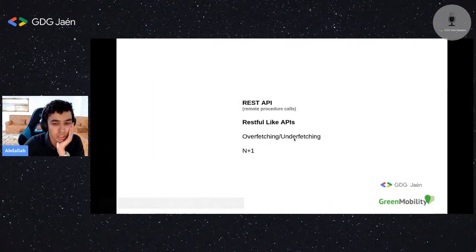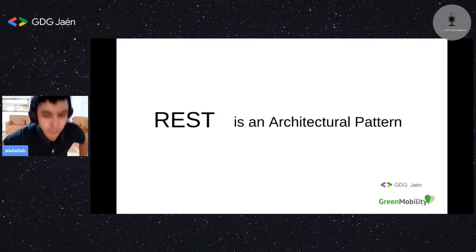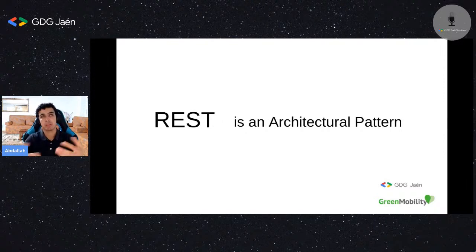So let's now address the problem of RESTful-like APIs. To understand this problem, you have to understand that REST is actually an architectural pattern, and I would like to put it in simpler terms. Imagine the differences between a library and a framework. A library is, let's say you want to make a table, a set of tools that allows you to construct a table. And then you can design the table as you want and make it as big as you want or as small as you want.